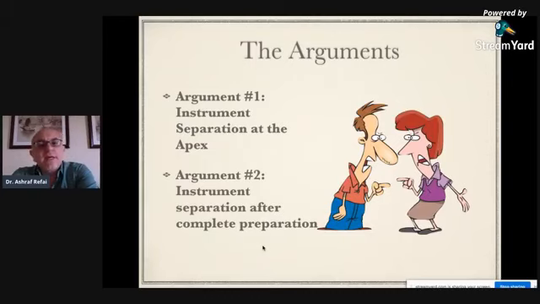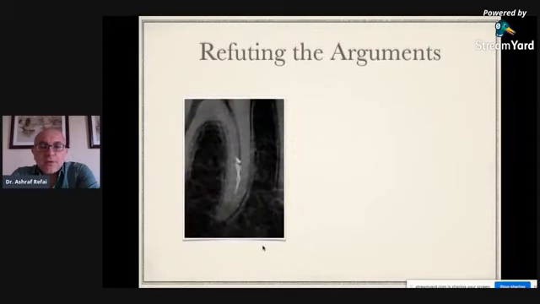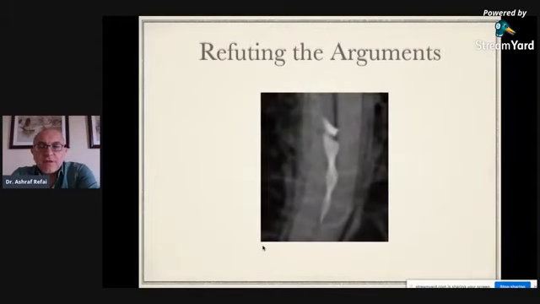The first argument is the instrument separated at the apex. The second argument is the instrument separated after complete preparation. So I'm going to spend a couple of minutes trying to refute these arguments. The first argument, the instrument is as if it was a filling material.